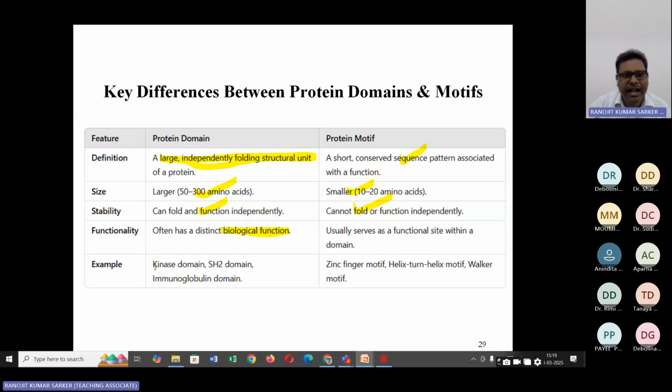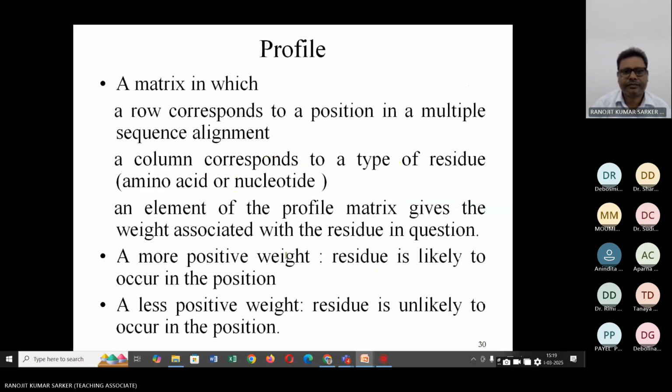For example, the kinase domain, SH2 domain or immunoglobulin domain. On the other hand, motifs usually serve as a functional site within a domain, like the zinc finger motif, helix-turn-helix motif and Walker motif. So these are examples of some motif-like structures.